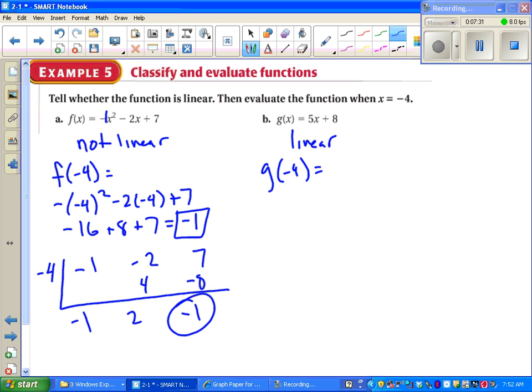Notice when I use my synthetic substitution, the biggest number I see in the entire problem is -8. Whereas regular substitution, I had a -16. I have to deal with bigger numbers. It's personal preference. You can do it either way you want. Overall, I'm pretty sure that you might agree that synthetic substitution is easier. Drop the 5. -4 times 5 is -20. Add them. Done.